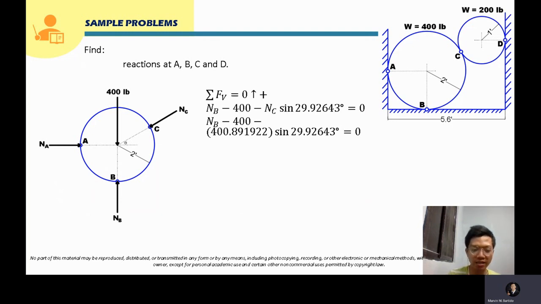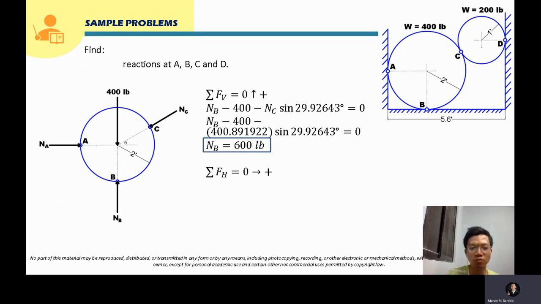So your N sub B will just be 400 plus 400.891922 sine of 29.92643 degrees. Okay, so that will give us 600 pounds. So that will be the normal reaction at B. So this will now be the answer.